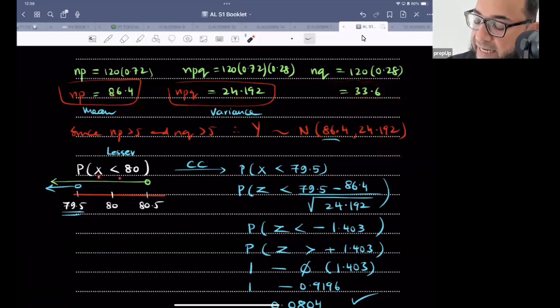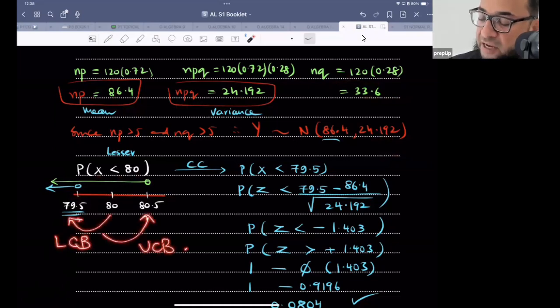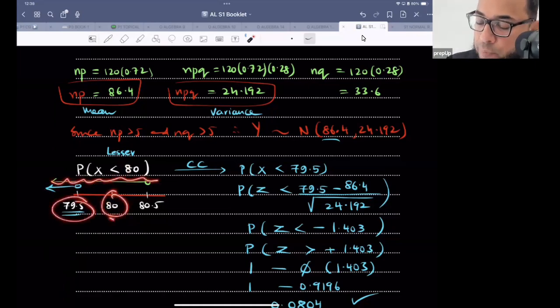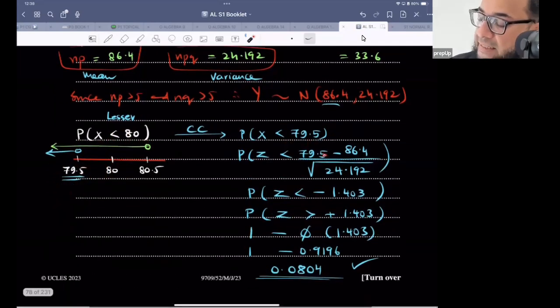So now, lesser than 80, continuity correction: the lower class boundary, LCB, is 79.5, upper class boundary is 80.5. This is not inclusive. You cannot use this value because this is from a discrete probability distribution. Normal is a continuous probability distribution. You are going in the leftward direction. The green number line is including this. The blue number line is excluding this. Since 80 is excluded, therefore choose 79.5. Standardize, you get the Z value, apply the relevant rule, and then you get the answer correct to 3SF.